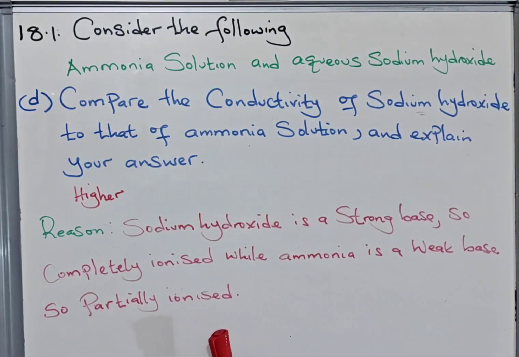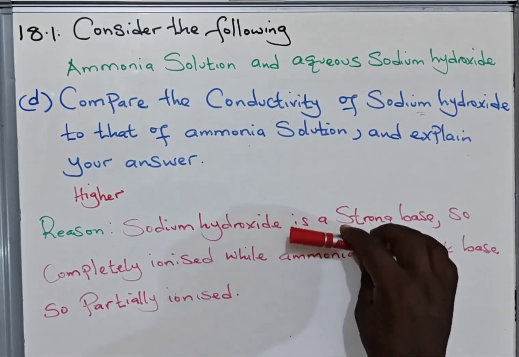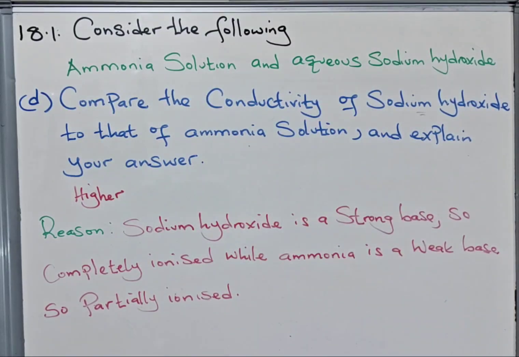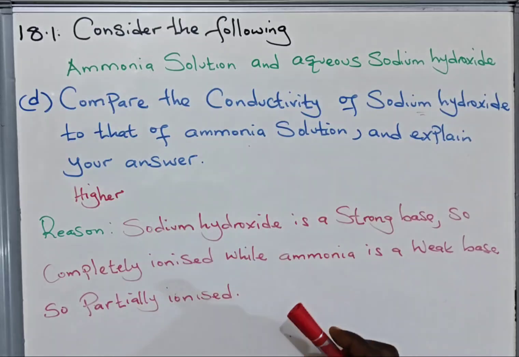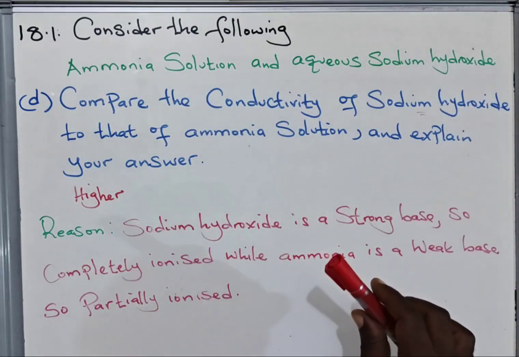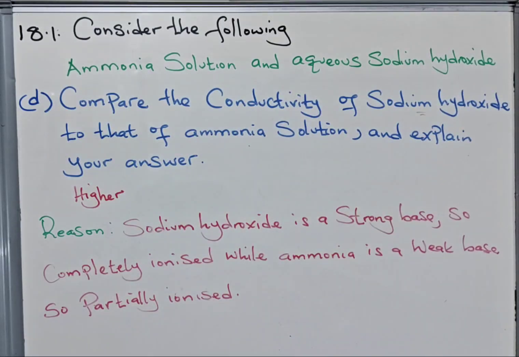Here we need to understand that because sodium hydroxide is fully or completely ionized, it releases a large number of ions, which makes the conductivity higher. That is contrary to ammonia, which is a weak base, so partially ionized, releasing fewer ions for conductivity.